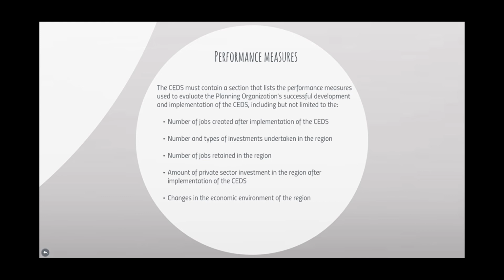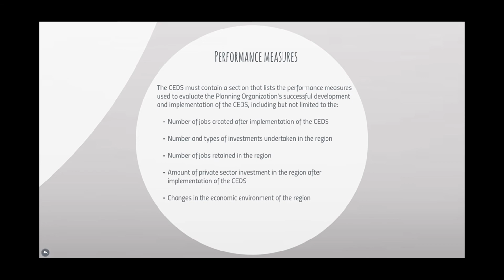The CEDS must contain a section that lists the performance measures used to evaluate the planning organization's successful development and implementation of the CEDS. And these things can include, but of course not be limited to, 1, the number of jobs created after implementation of the CEDS, 2, the number and types of investments undertaken in a region, 3, the number of jobs retained in a region, 4, the amount of public sector investment in a region after the implementation of the CEDS, and 5, changes in the economic environment of a region. But of course, that's not a comprehensive list necessarily.